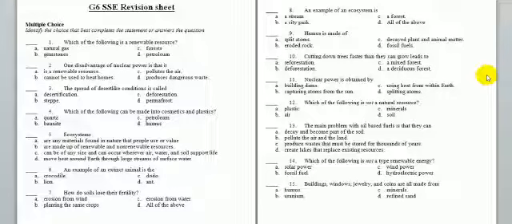First we'll start with the multiple choice questions. The first one is, which of the following is a renewable resource? Just to remind you, renewable resources are all resources that can be replaced by nature. What can't be replaced by nature is non-renewable resources. So let's see the choices.